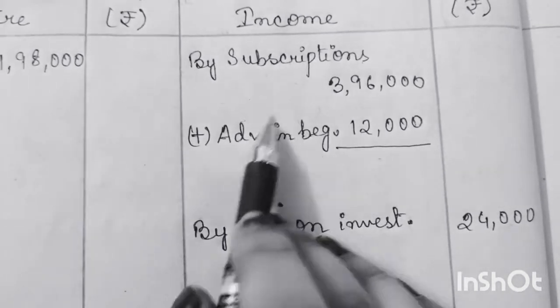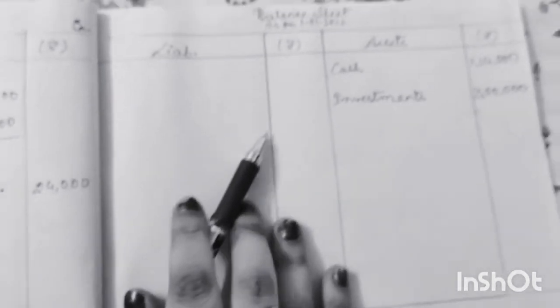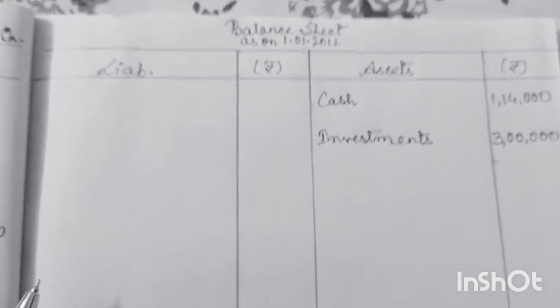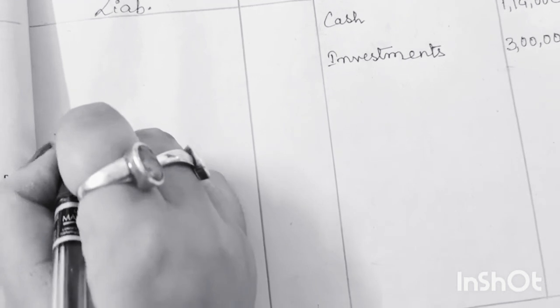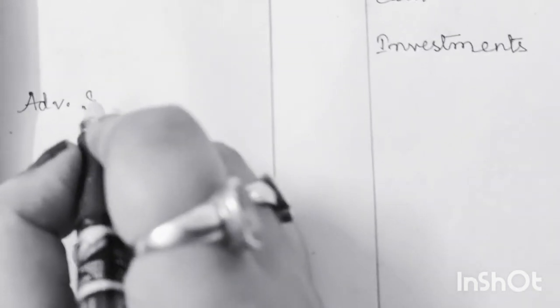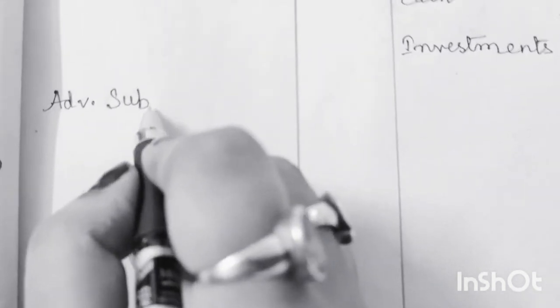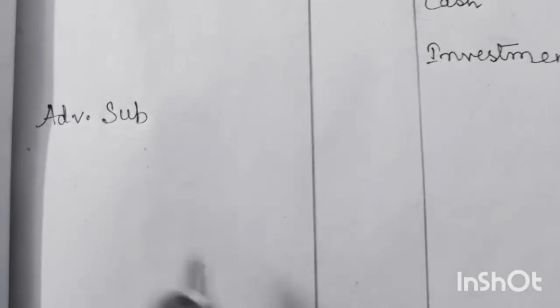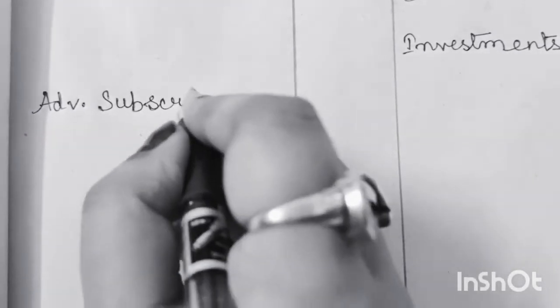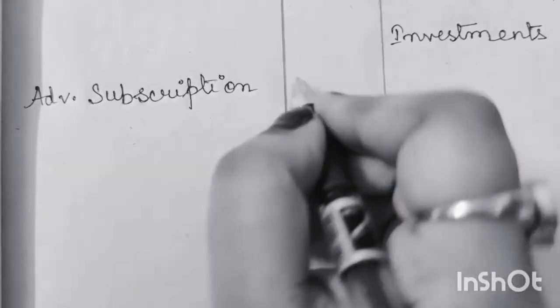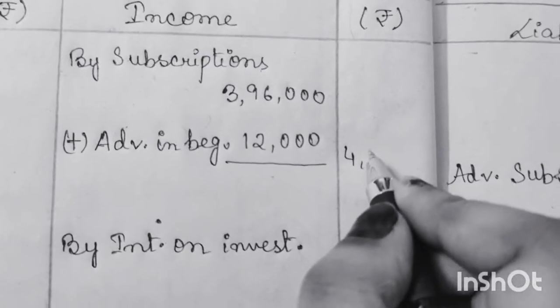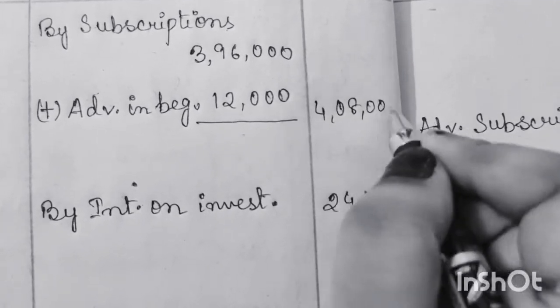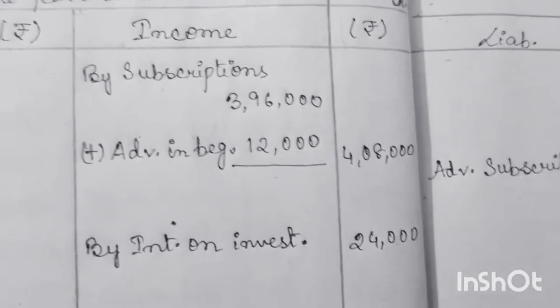Since this was an advance in the beginning, this will go in the opening balance sheet, and as we know, any advance income is a liability. So we will write advance subscription 12,000, and here the total will be 4,08,000. Okay, now come to the next adjustment.